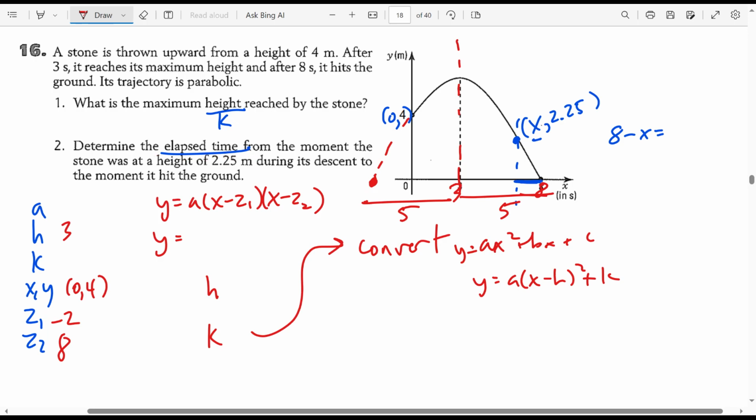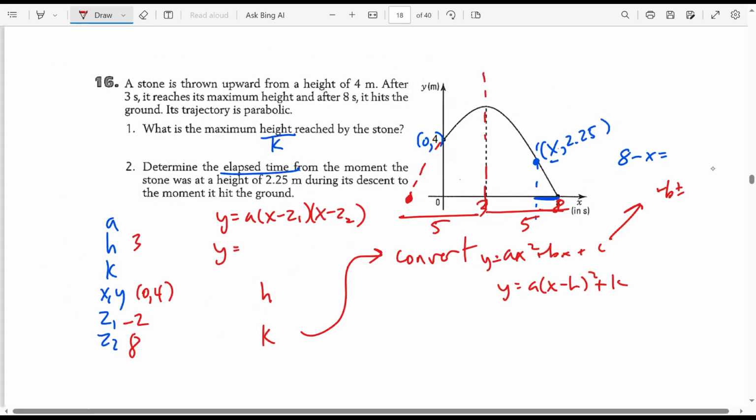So you'd have to convert it and then either use your quadratic equation, minus b plus or minus, or we're going to use h plus or minus the square root of negative k over a. We don't have enough time to go through this one in full, but expect that to be a type of question that you have on the test on Thursday. We'll work through this in full later.